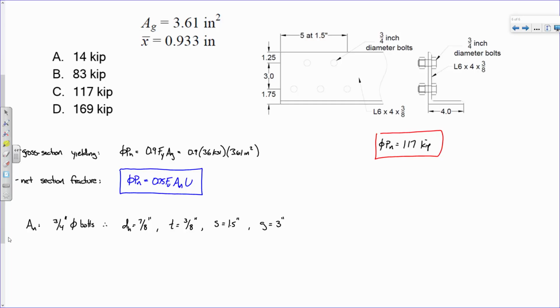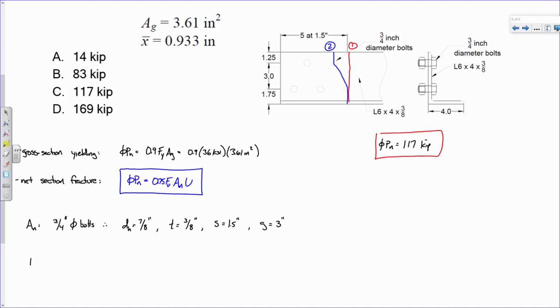Now, remember, when you're defining net area failure paths, you're going off of the lead line, right? So here's the tension member, so we're going off of all of the bolts that are along this path. And I propose that there are 2 paths that we need to consider. This one, and that one, right? So we'll call this 2, call that 1.